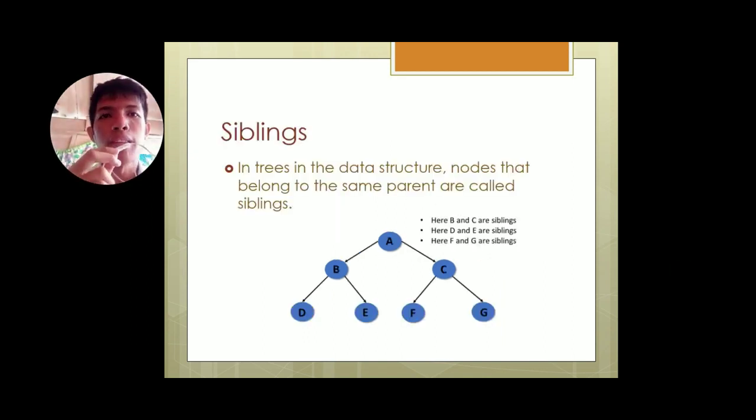Next is siblings. In trees in data structures, nodes that belong to the same parent are called siblings. So siblings are obvious, right? You can see it in the picture. B and C are siblings, D and E are siblings, and F and G are siblings.